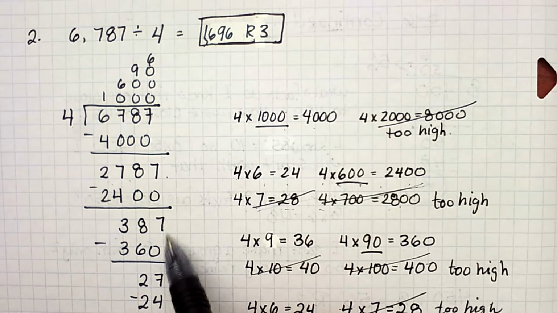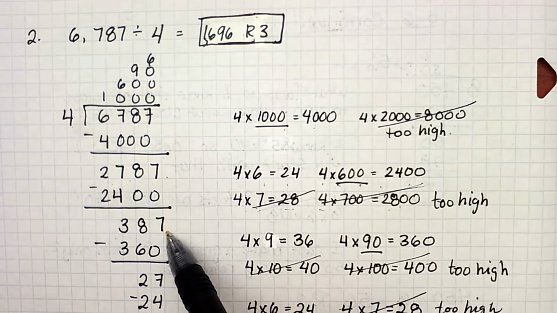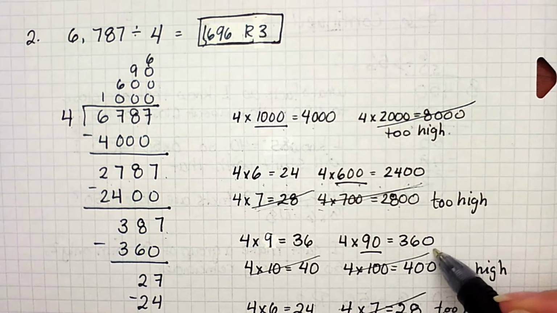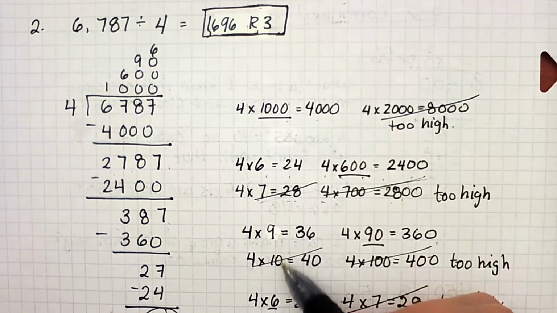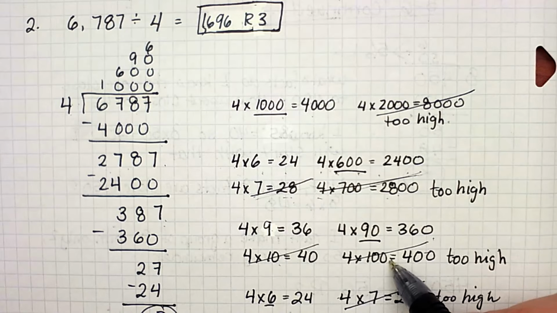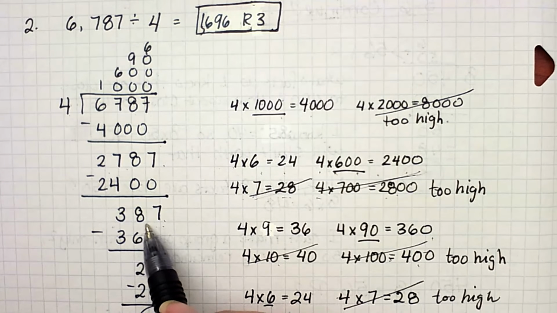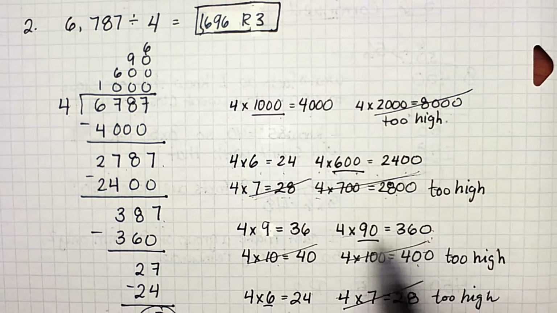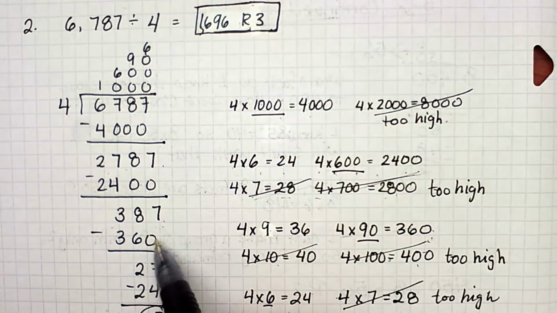So now again, I have to stop and think, how many groups of 4 are in 387? Well, I know 4 times 9 is 36. So 4 times 90 is going to give me 360. Let's see if I can go up higher. So I did 4 times 9. What if I do 4 times 10? 4 times 10 is 40, but 4 times 100 is going to give me 400, and 400 is too high. 400 is greater than what I have. I can't go past the number that I have, so I'm going to stick with the 4 times 90 equals 360. So I'm going to put my 90 up here, subtract my 360, and I'll see that I have 27 when I did that subtraction.